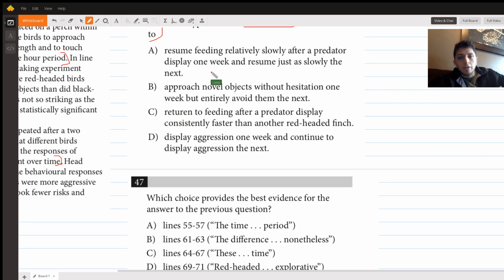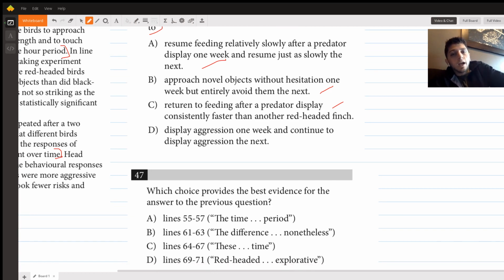that a lot of the structure of these answer choices is basically doing one thing this week and another thing this week, one thing this week and another thing this week. So the question is less about the individual differences between the red-headed and black-headed finch and more about how birds react over time, over the consistency of their behavior.